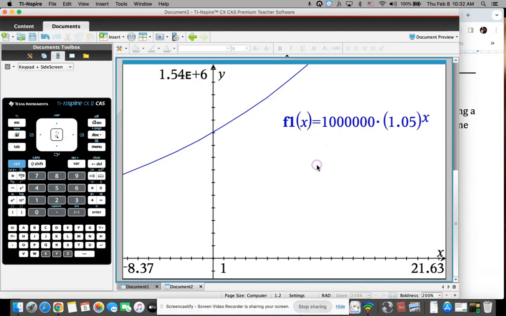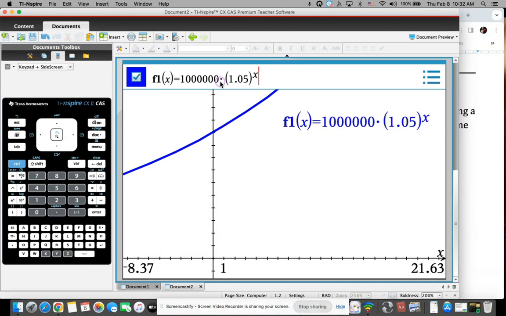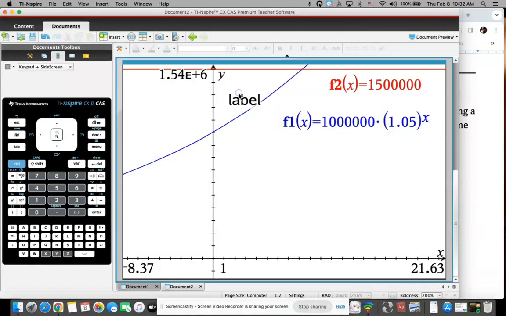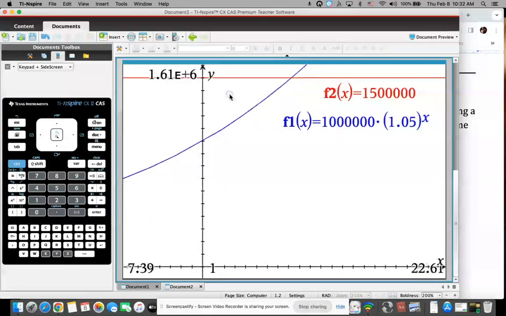Now, if I want to graph the other piece to see where they're equal to each other, you hit the tab button over here on the left. It says tab. Hit the tab button and this bar will come up. You can scroll up to see your previous equation, and then you can arrow down to start a new one. Now I want 1,500,000. So I'm just going to graph that, just a number by itself, and you'll see that shows up there. I can grab my screen, pull it around.